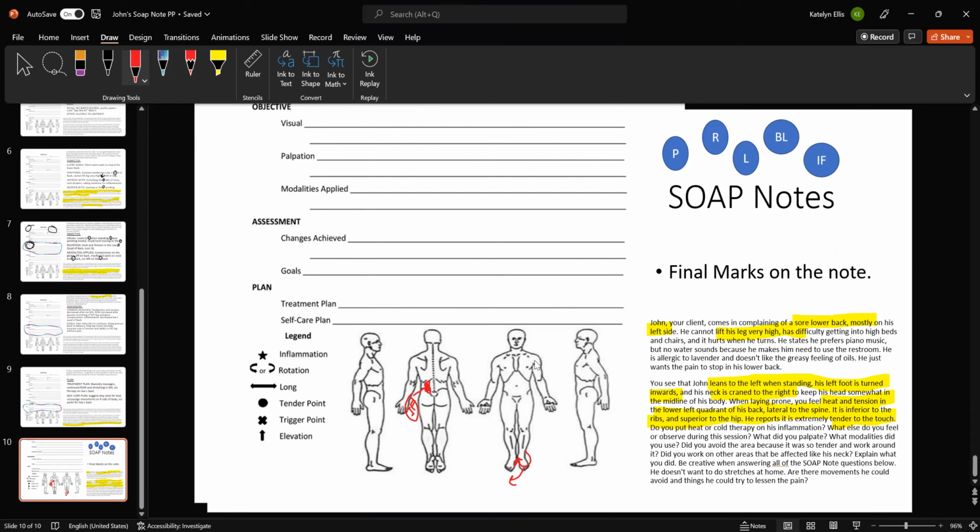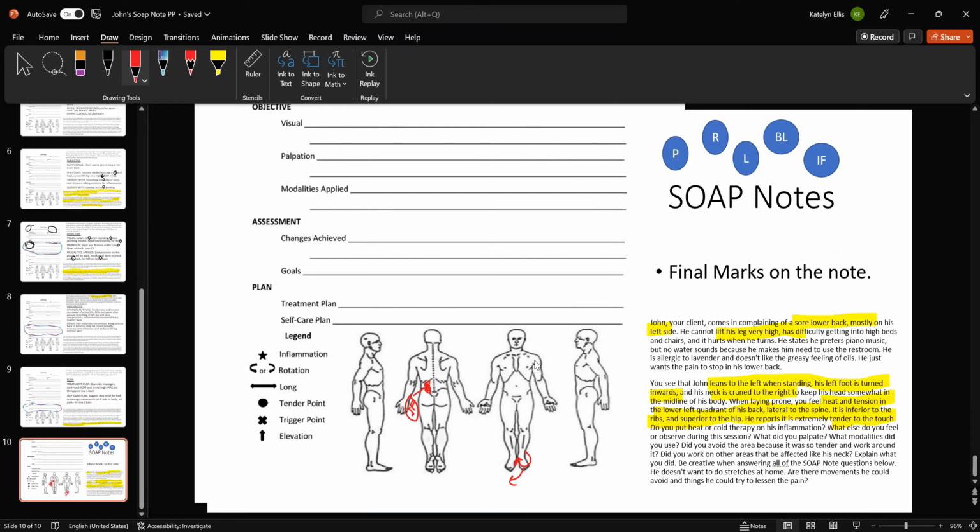Okay. We also know that his neck is craned to the right. So we're going to put this curve for his spine. His neck is going to the right. I'll put an arrow there. And then I will put his body is leaning to the left over here.